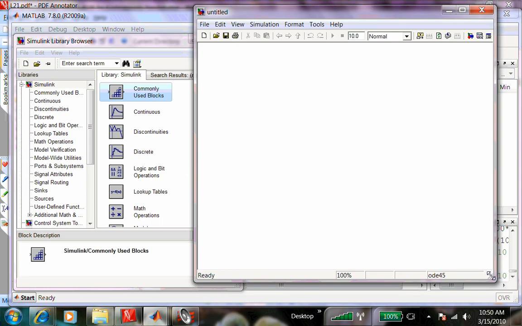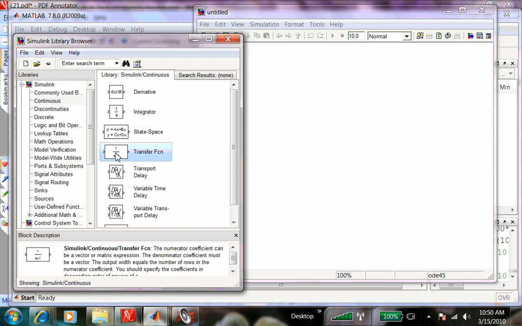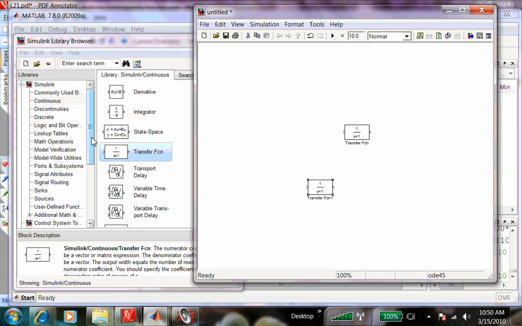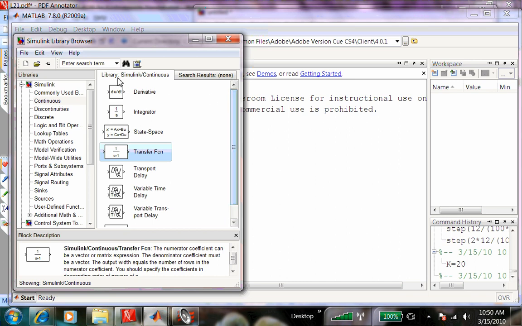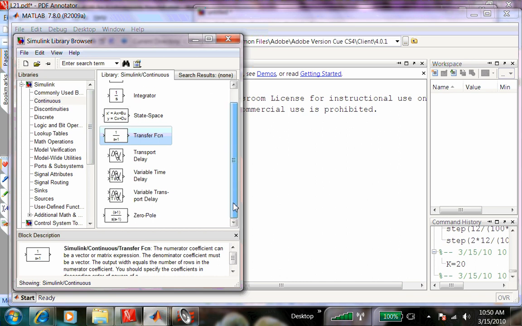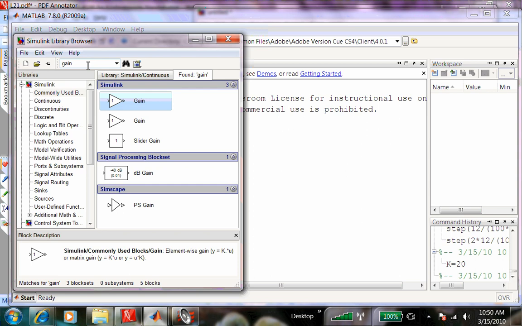I need two transfer functions, one for the process and one for the measurement instrument. I put in the process, one for the measurement element, and then I need two gains. What is a gain? The relationship between the input and output is a scalar multiple, which is a constant, either it increases or decreases. You can obviously put a transfer function and put the time constant as zero, and that will be equivalent to the gain. But there is something called a gain block in Simulink, which has a different symbol. So there it is, gain.